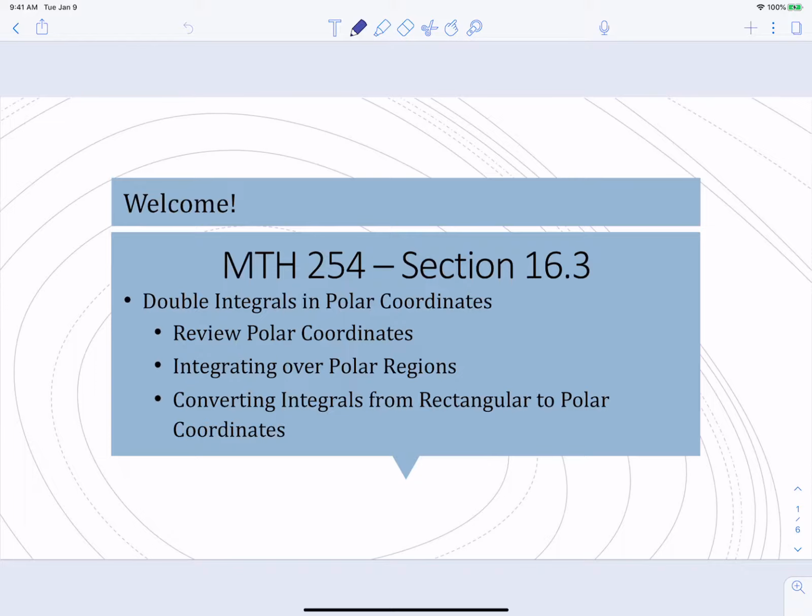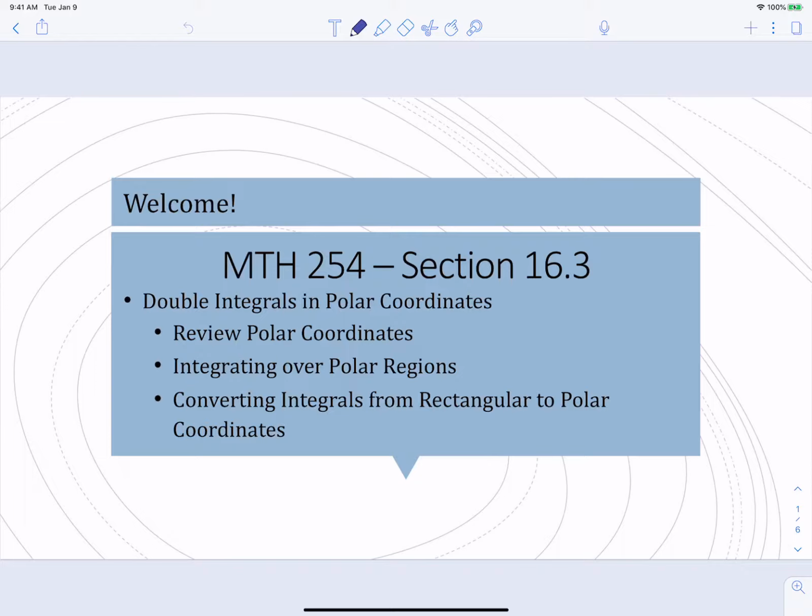Then we're going to integrate over polar regions, and then we're going to convert integrals from rectangular coordinates to polar coordinates. All right, so first a quick review of polar coordinates. Like I said, it's really just a way for us to talk about where a point is in the XY plane just in a different way.